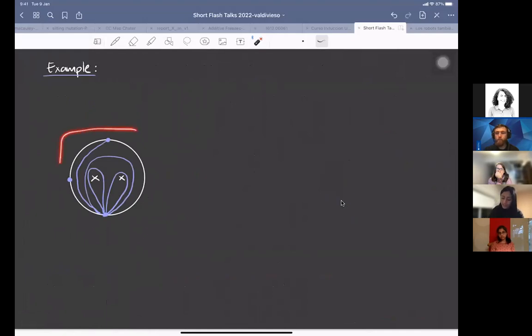Okay, so I want to show you an example. I'm considering again the same triangulation as at the beginning. And if we consider the quiver, again we are going to have one vertex for each arc in the triangulation, and then we are going to have arrows in this way, and we are going to have loops surrounding the orbifold points.